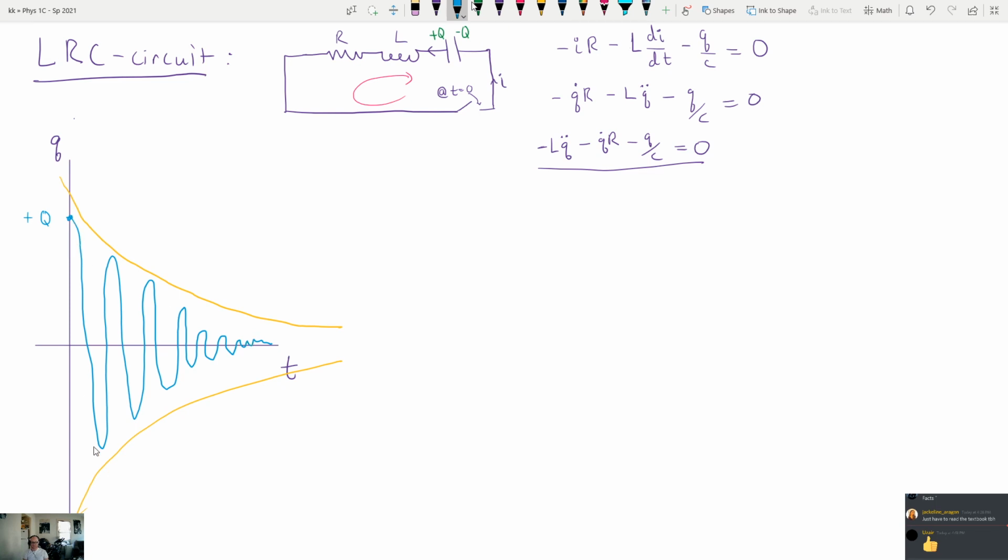Basically, the idea is that the energy in the circuit is going to slowly disappear. But nonetheless, before it completely disappears, the energy will pass back and forth and back and forth within the system. And that's what the LRC circuit does. Does that make sense? That's how the LRC circuit works.